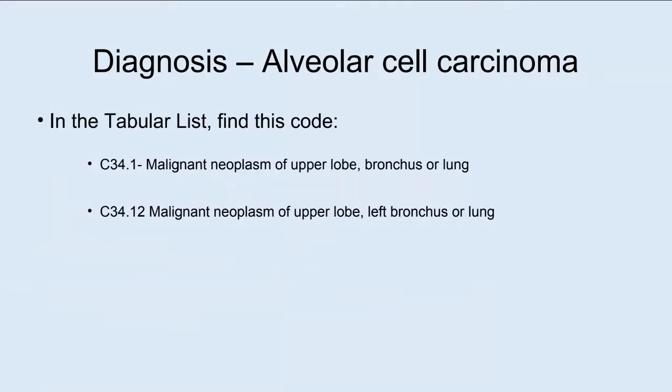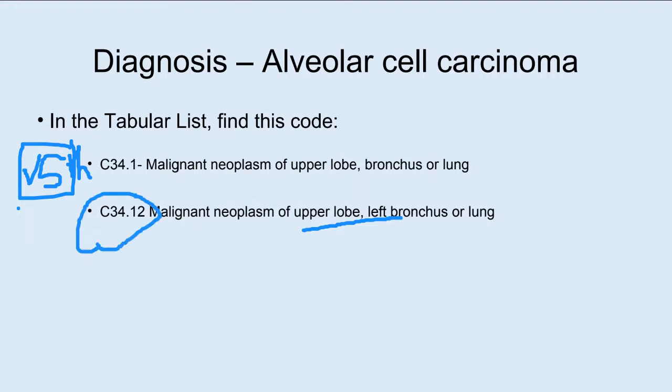So let's look in the tabular list for this code. In front of the C34.1 is a box with a check mark and a fifth. So let me write that in. Little box, check mark, fifth. Excuse my lousy writing. So this will be in front of the code. That means you need additional digits, and the total digits will be 5. You see indented under there that there's possible digits 0, 1, or 2. So in this case, we're going to list 2 to indicate left upper lobe. So this is the final code.